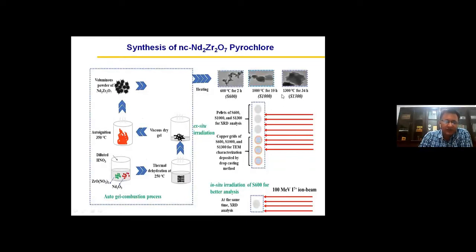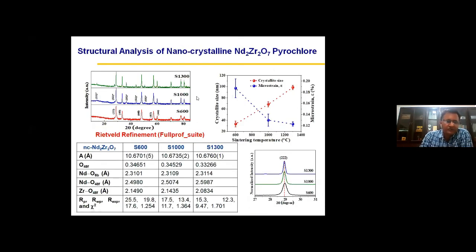And why have we done this? Because I want to study the effect of the grain size in this case, so how radiation stability will depend on the grain size of the material. This one is the X-ray diffraction data of these materials.